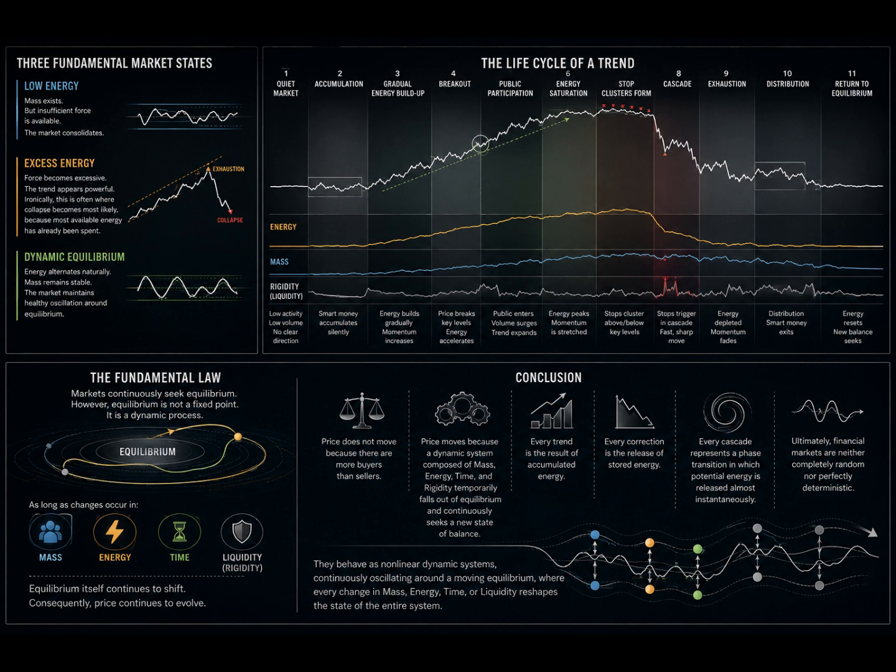The life cycle of a trend. Quiet market. Accumulation. Gradual energy build-up. Breakout. Public participation. Energy saturation. Stop clusters form. Cascade. Exhaustion. Distribution. Return to equilibrium.